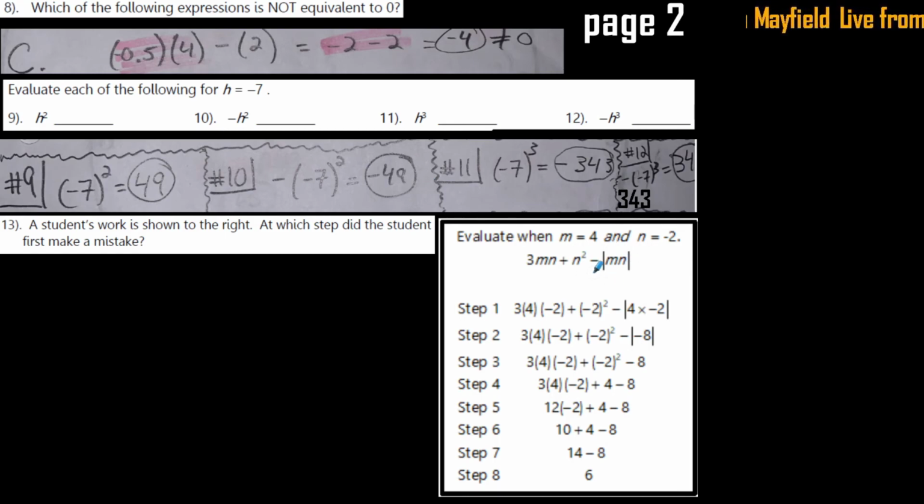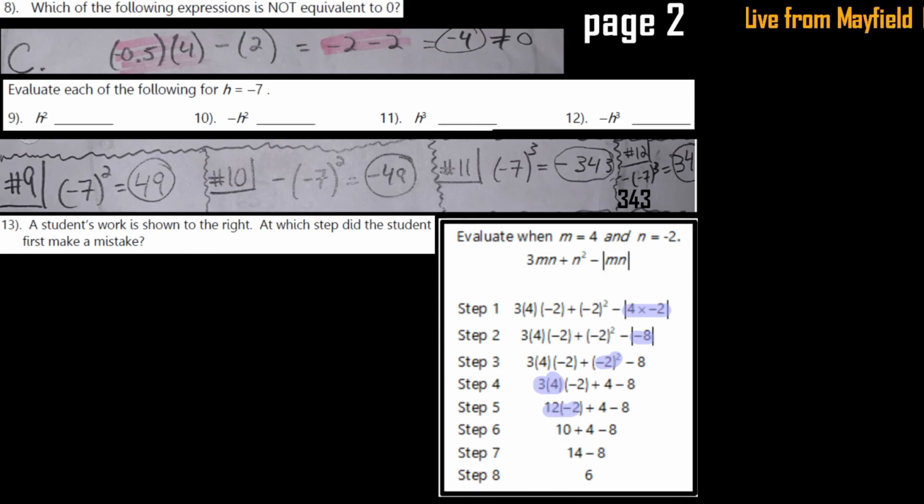So they plugged in their values for the variables. And they did the grouping inside the grouping symbols first. So they did 4 times a negative 2, which is a negative 8. That's good. And then they evaluated the absolute value of negative 8, which is still 8. All right, so far so good. And then they said negative 2 squared, that is 4. And then on this step, furthest to the left, we have some multiplication. And so they did 3 times 4, that is 12. And then they should do 12 times negative 2 next.